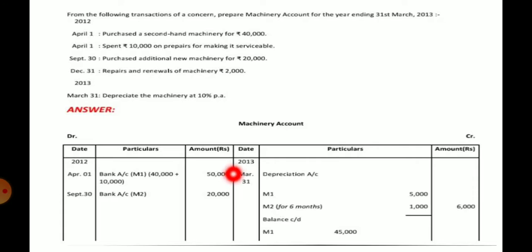Now we had to read some more transactions, because on 1st April you purchase only one machinery, and in 2012 you purchase another machinery. Like on 30th September, purchase additional new machinery for 20,000. So this machinery is purchased for 20,000. So another machinery will be purchased on 30th September as 20,000.